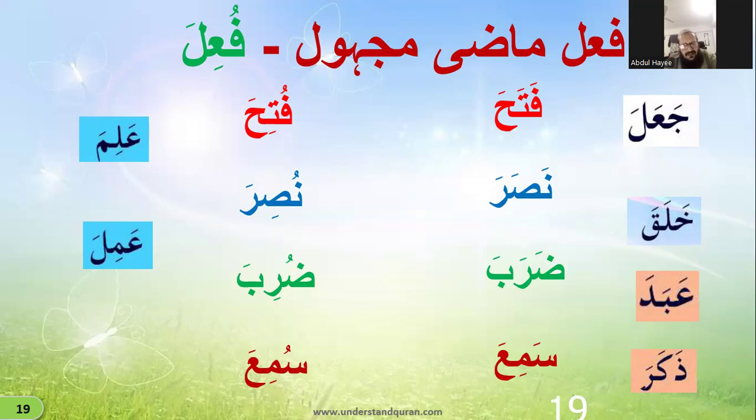Like Samia, it has a kasra. Alima, it has a kasra. Amila, kasra. Fataha has a fatah. Nasara has a fatah on the kalma. Daraba, fatah. Either it's a fatah or kasra, or even a dhamma in the karuma case. The madi will be the same. Fu'ila pattern: Ju'ila, hulika, zukira, sumiya, ulima, umila.